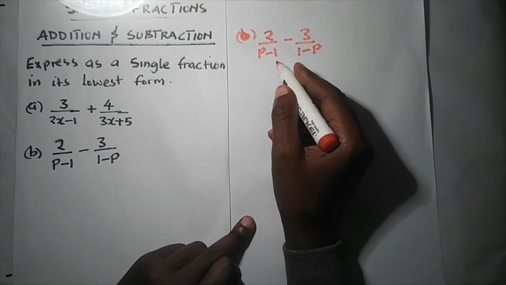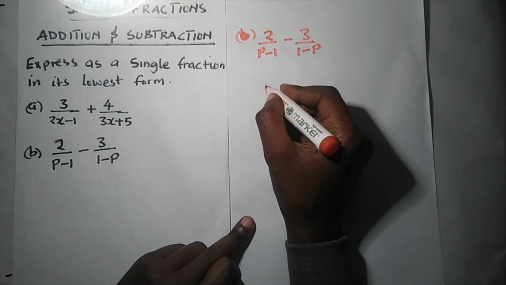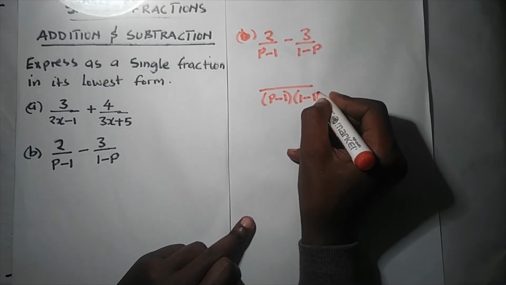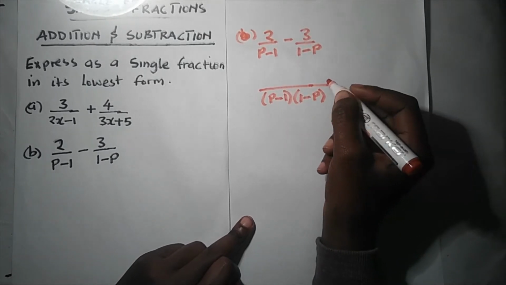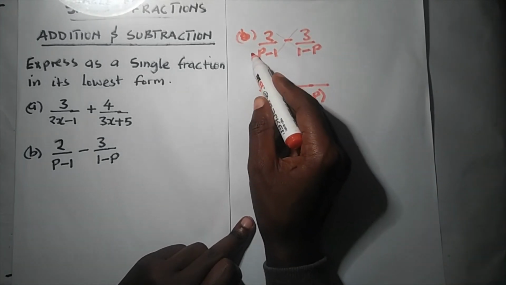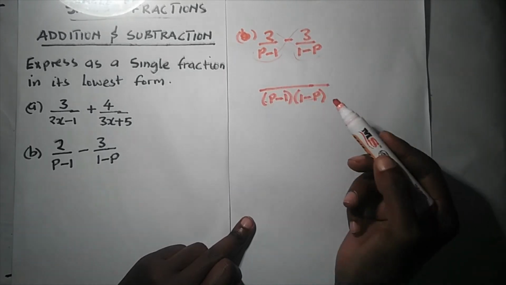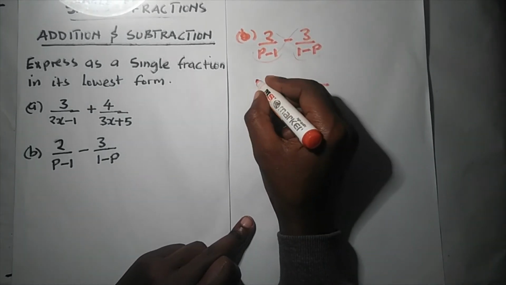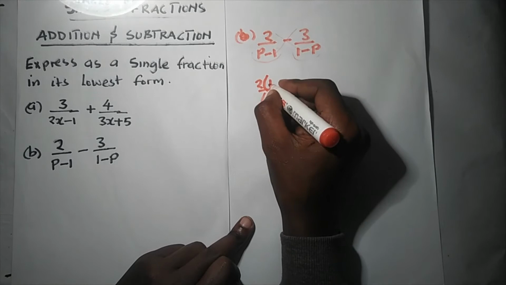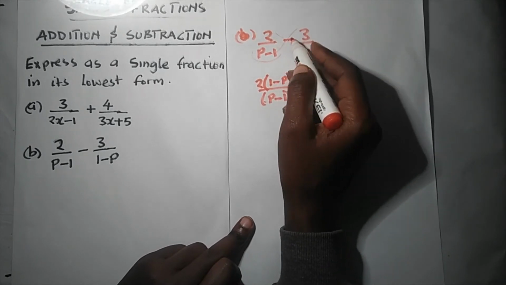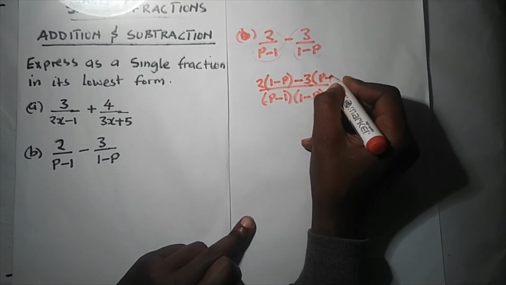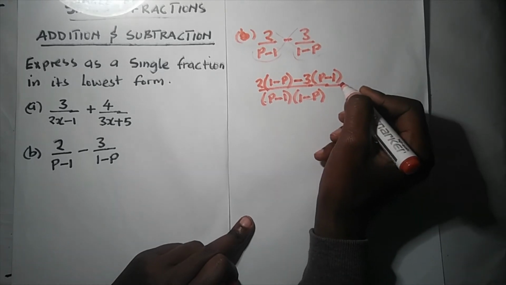Okay, so here we are going to write down the common denominator since these two are fractions. So the common denominator will be p minus 1 and 1 minus p. Okay, so at this stage now, we can cross multiply. After writing the common denominator, you cross multiply now. So you're going to have 2, you always start with the number on the left, times 1 minus p. There's a minus here in the middle, so you put a minus, 3 times p minus 1.